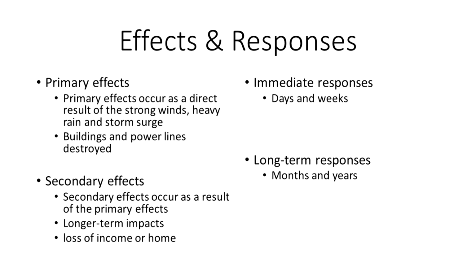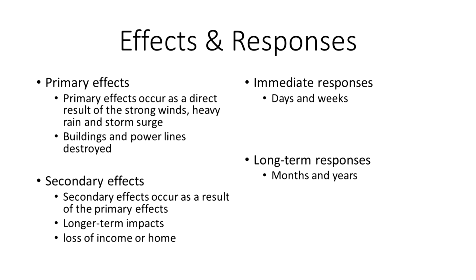So we've got the primary effects, secondary effects, and then the responses. Primary effects occur as a direct result of the strong winds, heavy rain, and storm surges. Now, this could impact on buildings and power lines. Secondary effects occur as a result of the primary effects. So what we see is a longer term impact. We've got stuff like loss of income or loss of homes.